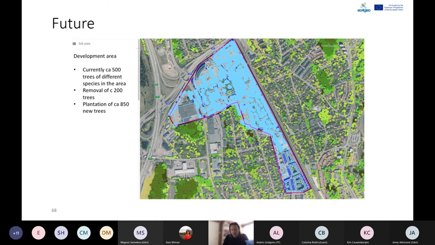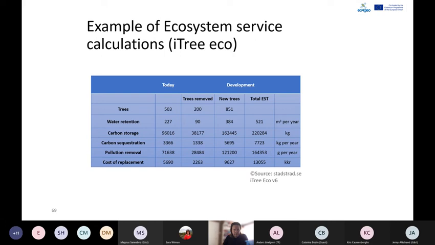Currently there are around 500 trees in the area, and the new plan would mean that approximately 200 trees would be taken away, but also 850 trees would be planted in this area. So we can then make a rough estimation of the ecosystem services that the trees are providing today, and what the new plan could mean in terms of ecosystem services.